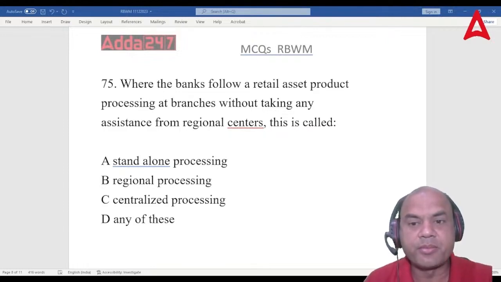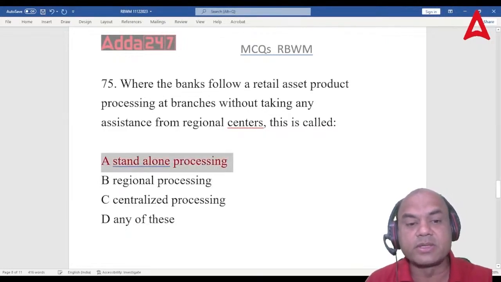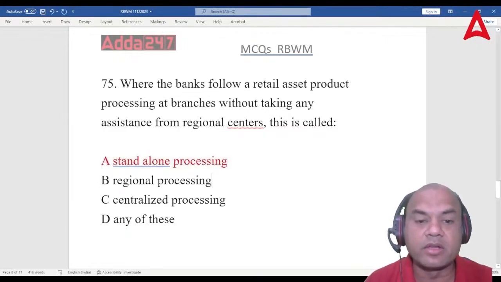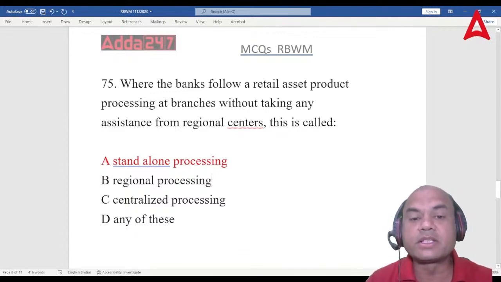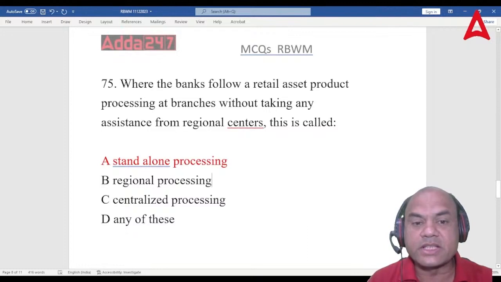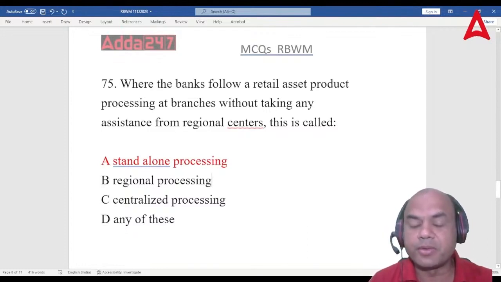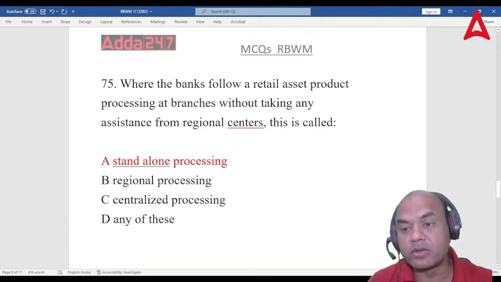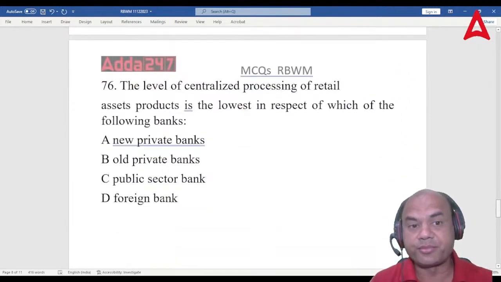Answer is, it is called as standalone. Remember, standalone processing means standalone. What do you mean by standalone? I am alone. Nobody is helping me. That's what is said over here. Processing at the branches without taking any assistance from the regional center. So no help. It is called as standalone. Got it? Remember this by heart.